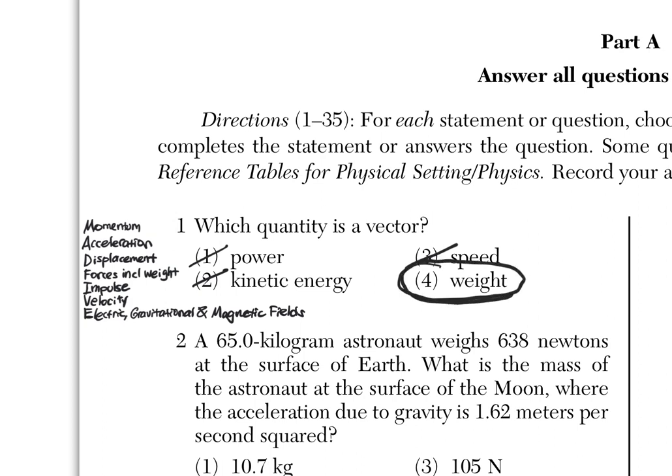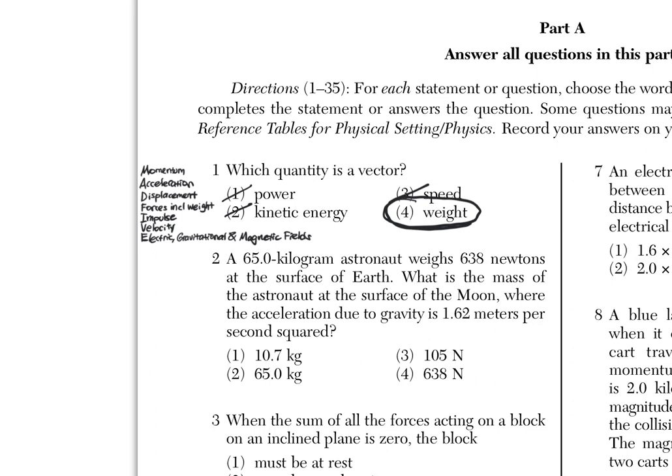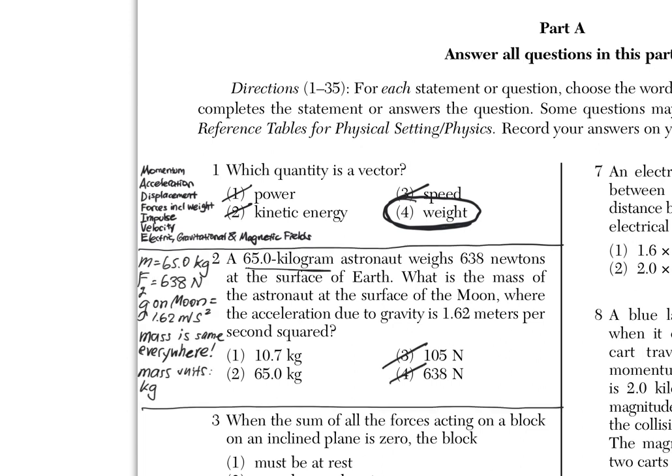All right, next. So for number 2, I wrote down all the given information. But it's asking about the mass. Mass doesn't change. Mass is the same everywhere. So if it was 65 kilograms on Earth, it's 65 kilograms on the moon. But be careful. The units are going to be in kilograms. It's the same mass, not the same weight. So I immediately knocked out 3 and 4. But if it's the same mass, 65 kilograms is the mass of that astronaut. It is going to be the same mass on the moon.